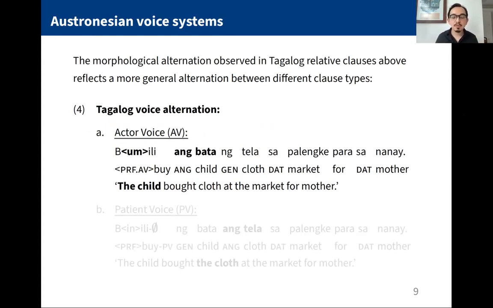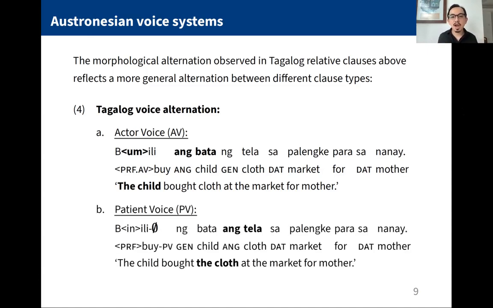So for example, if we say the child bought cloth at the market for mother, we can take the agent and put a particular marker on it, this ang marker. And when we have the ang marker on the agent, then we get a particular verb form. In Filipino tradition, this tends to be called actor voice. Now, that's not the only way to express the sentence.